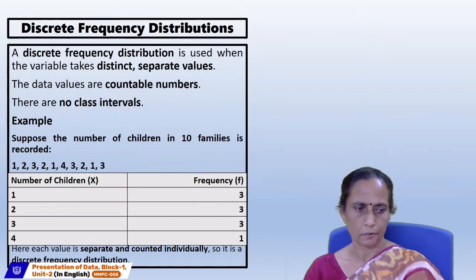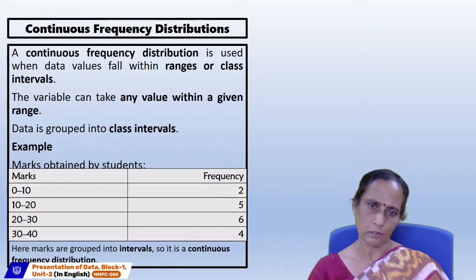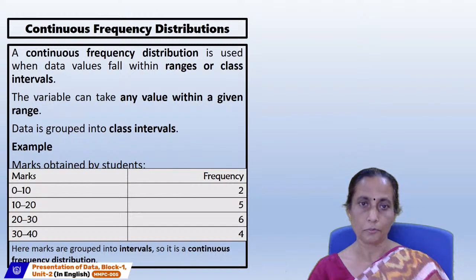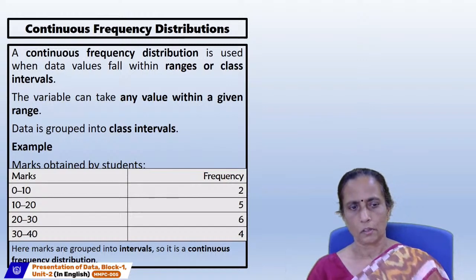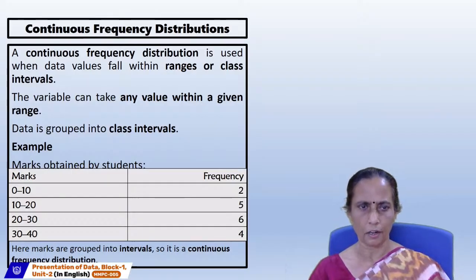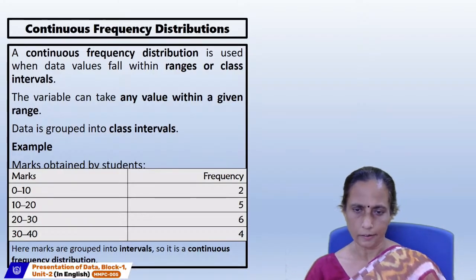So moving forward is your continuous frequency distribution. It is used when data values fall within ranges or class intervals. The variable can take any value within a given range, and the data is grouped into class intervals. We will be discussing this in more detail in a few minutes.